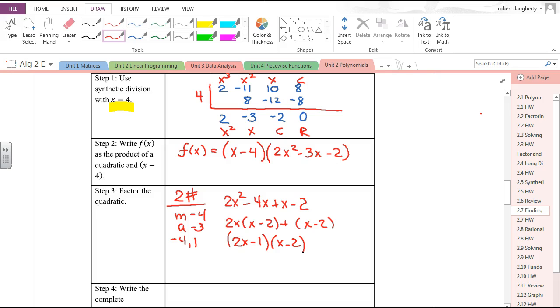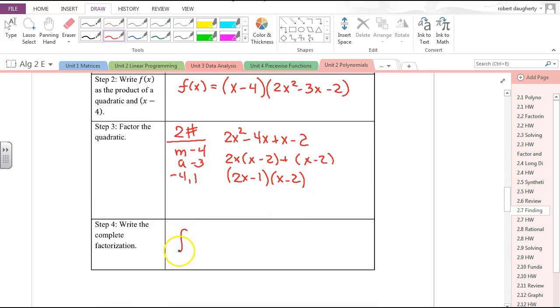So my complete factorization of this f of x is what? What are all the factors now? Yeah, x minus 4 times 2x minus 1 times x minus 2. That is the complete factorization. What if I had asked you for all the solutions or roots? 4, 1/2, and 2 would be the solutions.